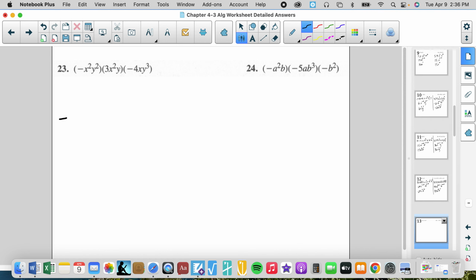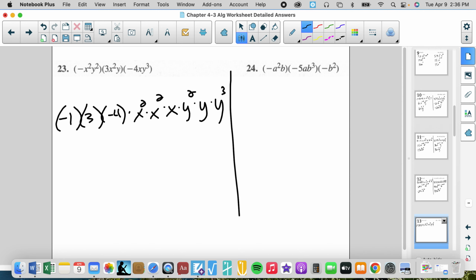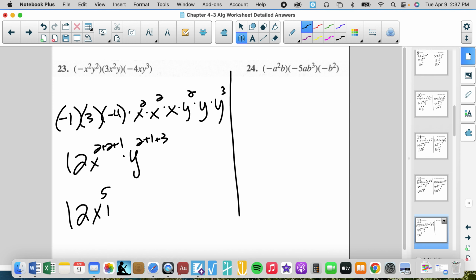Negative 1 times 3 times negative 4 times x to the second, x times y to the second, y cubed. That's going to be 12 x to the 2 plus 2 plus 1, y to the 2 plus 1 plus 3. 12 x to the fifth, y to the sixth.